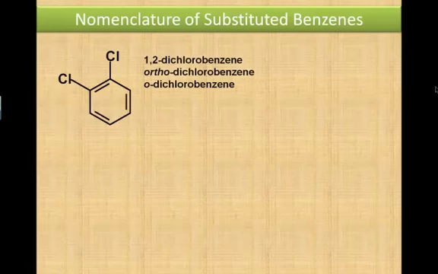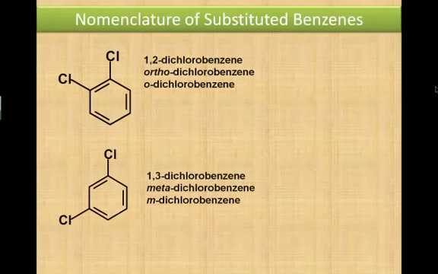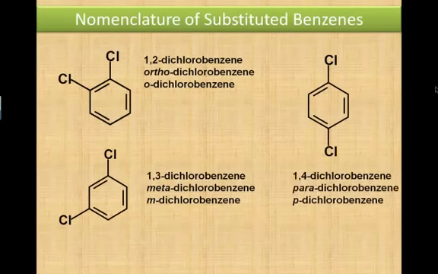So this 1,2-dichlorobenzene I could also call ortho-dichlorobenzene. And you'll usually see that abbreviated as o-dichlorobenzene, but we still say ortho-dichlorobenzene. 1,3 could be called meta-dichlorobenzene, and 1,4 would be called para-dichlorobenzene.